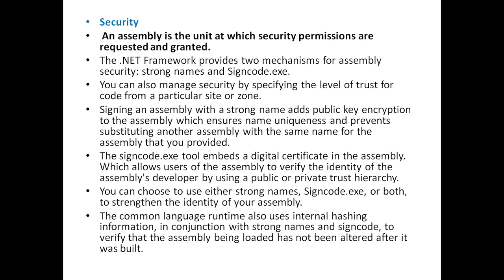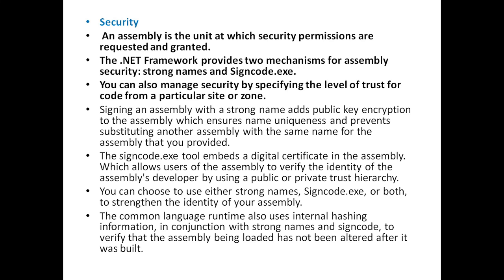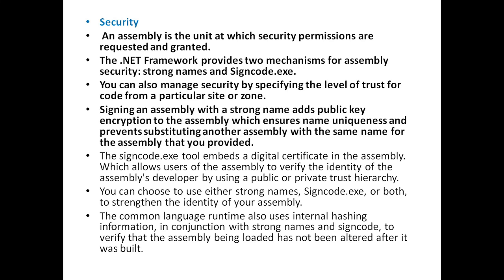An assembly is the unit at which security permissions are requested and granted. The .NET Framework provides two mechanisms for assembly security: strong names and signed code. You can also manage the security by specifying the level of trust for code from a particular site or zone. Signing an assembly with a strong name adds public key encryption to the assembly, which ensures name uniqueness and prevents substituting another assembly with the same name for the assembly that you have provided.